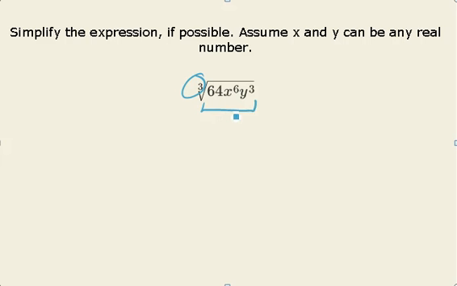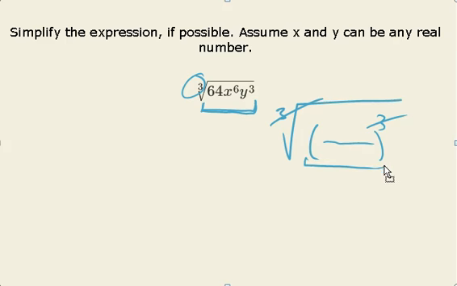To simplify that, what I would like to do is to view this part underneath the cube root as something cubed. If I can figure out what I have to cube so that I get 64 times x to the 6 times y to the third, so if I can find the thing that I need to cube that equals that, then the cube root of 64x to the 6y to the third, this cube root of this thing that I cubed to get 64x to the 6y to the third, the cube root and that cubed cancel, and we're left with just that inside bit.